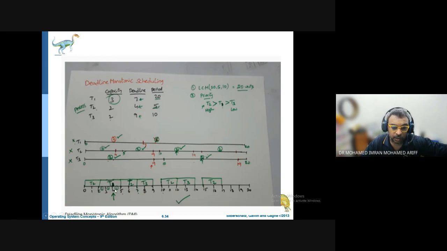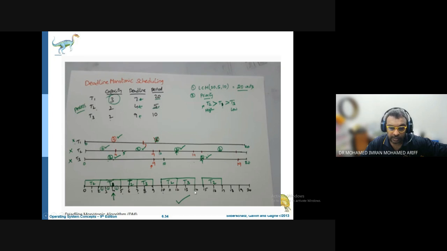So between 0 to 9, everything has been done. 9 to 10, nothing, because there's nothing to start. At time 10, it starts again. It does this one. T2, T2 here. And then here at 10, it does T3. Oh, sorry, 2. It does T3 for 2. Why 2? Because its capacity is only 2. So it does 2, until 14.